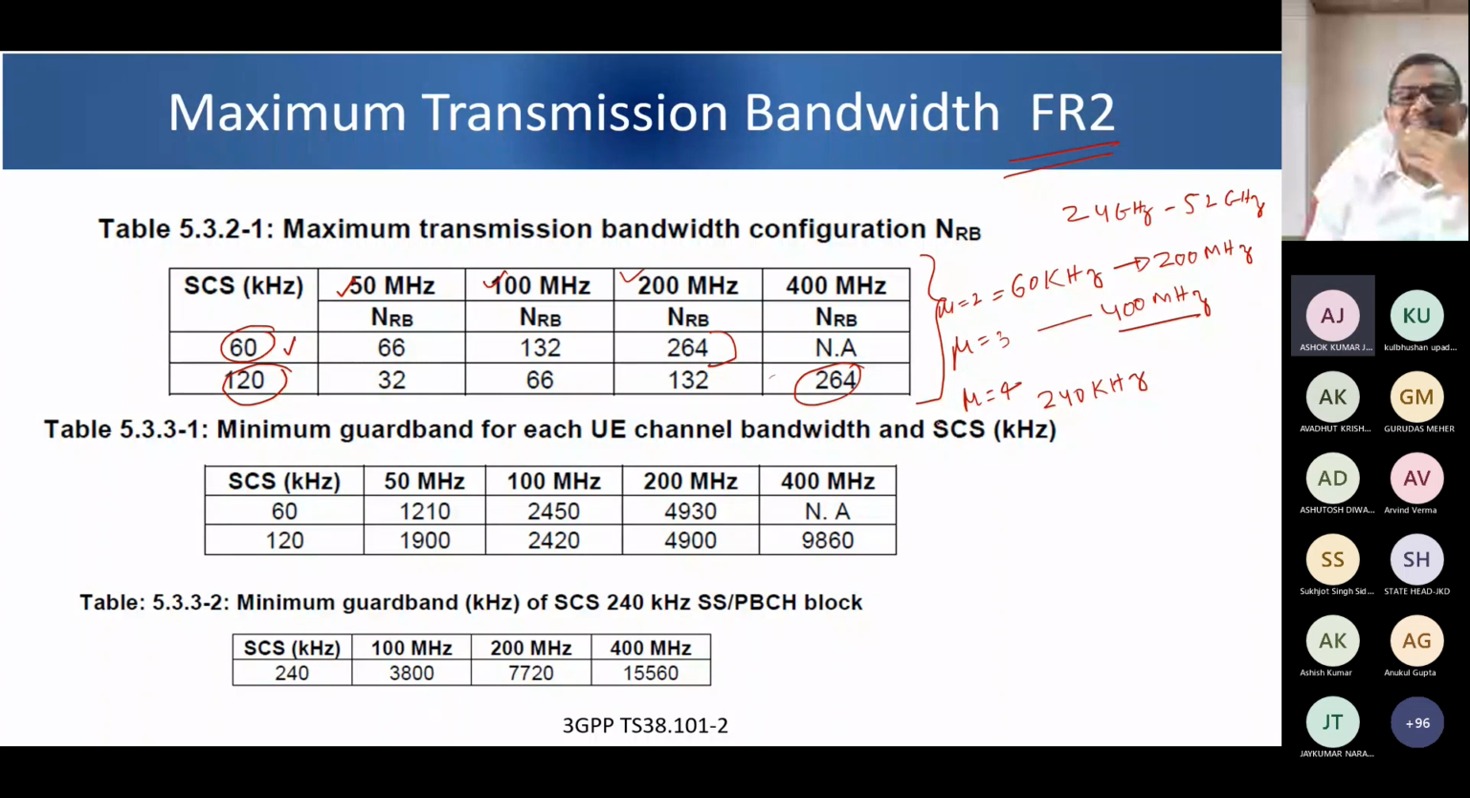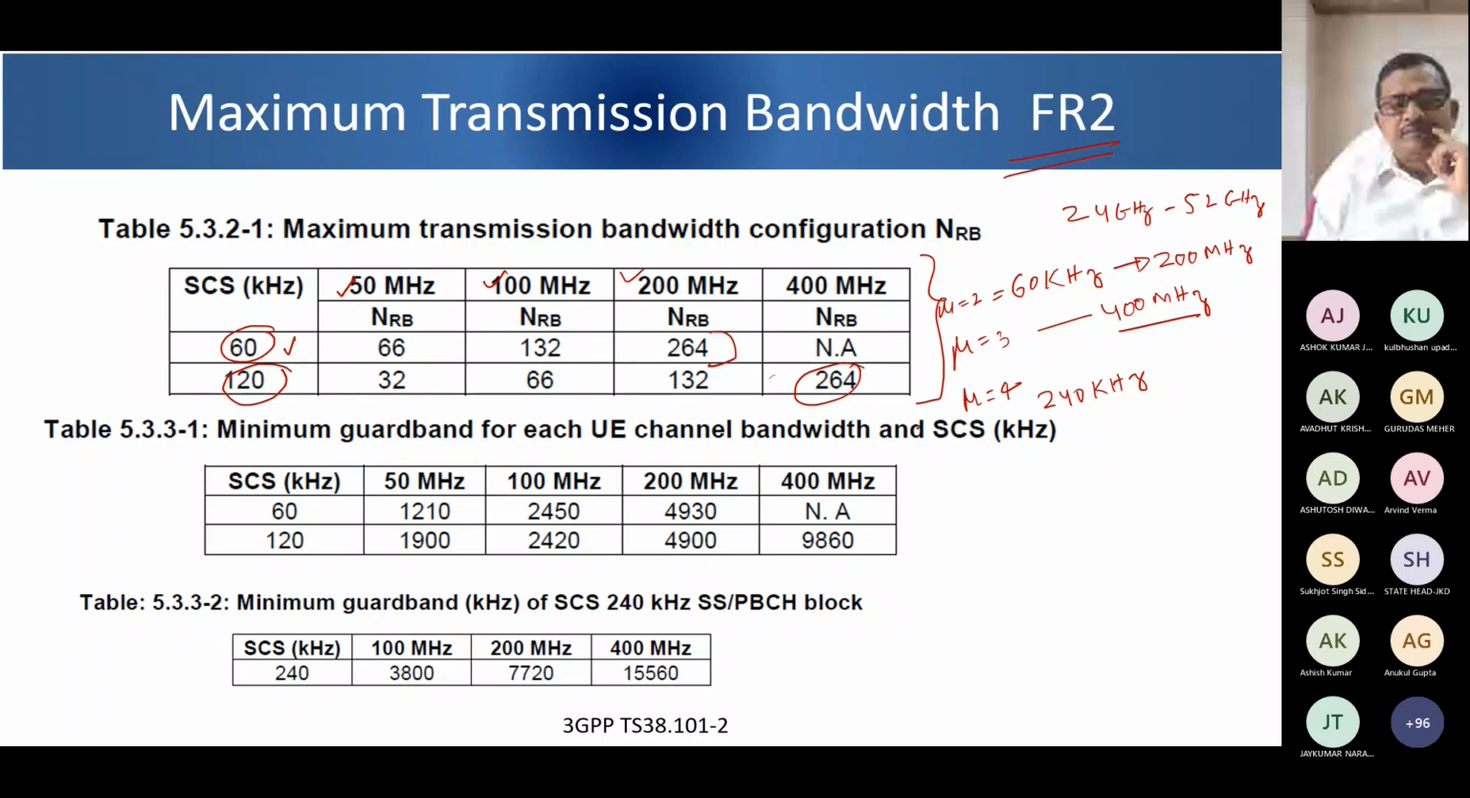That is not visible in the table, the upper table, of course. Correct. What I said for the minimum guard band requirement for 240 kilohertz is quite different. It is given in the lowest table. The minimum guard band for 400 megahertz is around 15,560. So it may have to do something with that.